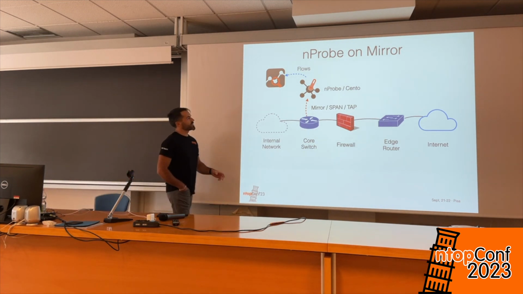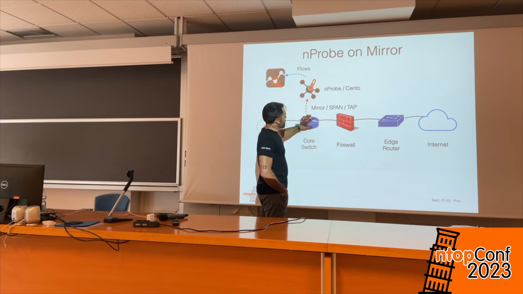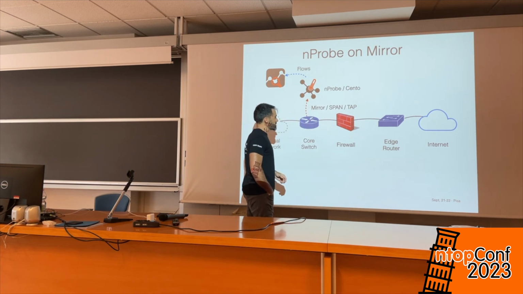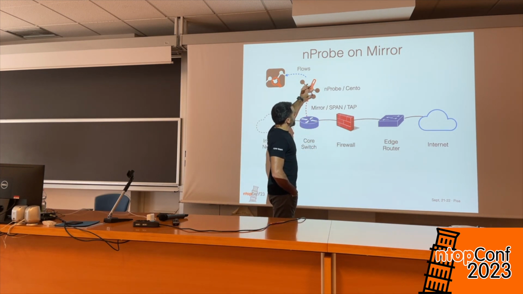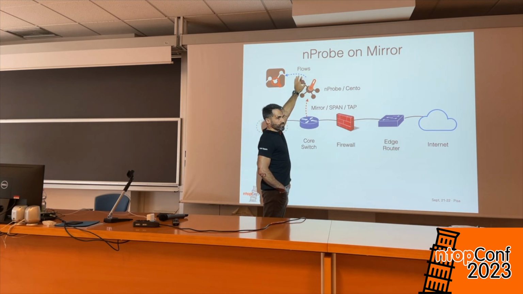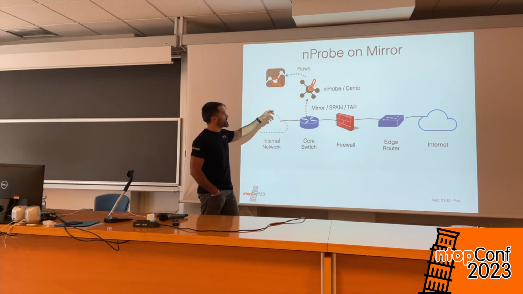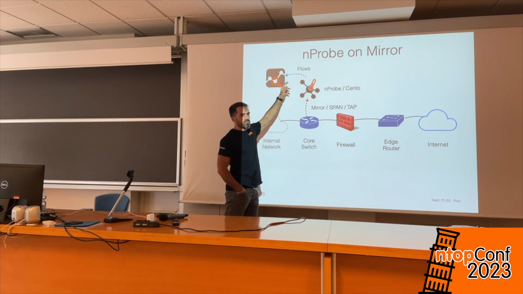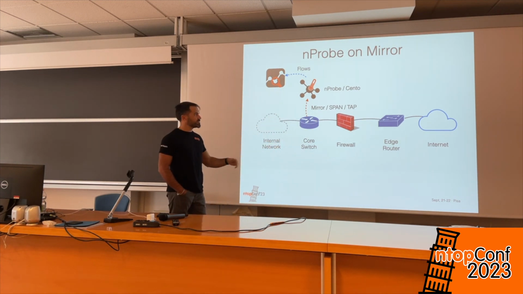So nProbe is a probe, a sensor that can process traffic, packets from a mirror port or NetFlow from a router, and send traffic information to ntopng. So we say that nProbe exports flows because it doesn't export real traffic, it exports just a summary of the traffic, which is all the network communications with metadata. So IP, source and destination IP and port, packets, bytes, L7 protocol, and additional metadata.